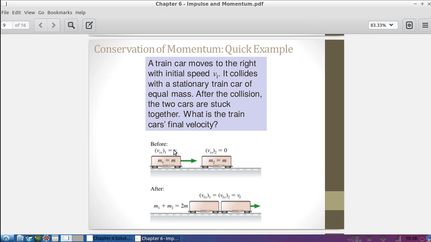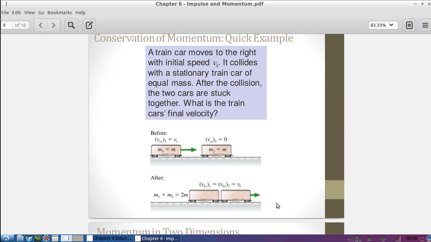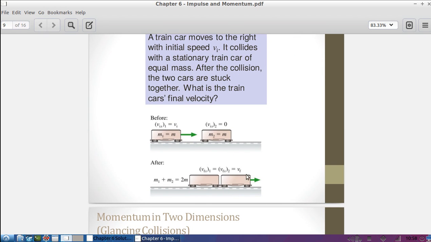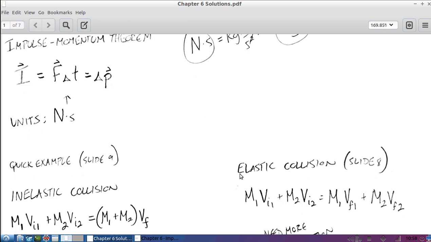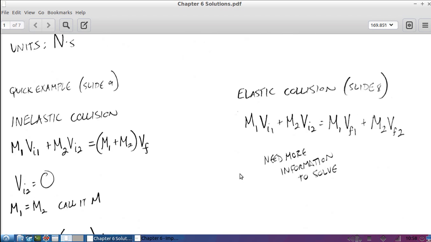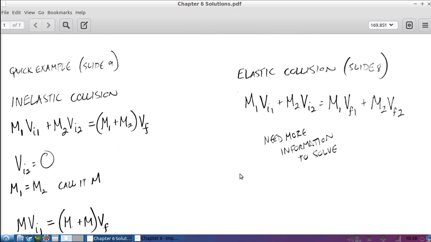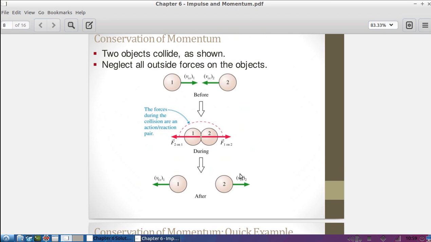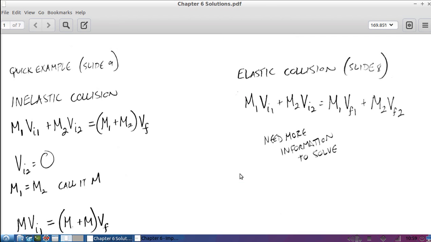It's an mv initial. They're going to combine, and they're going to have a new v final, but they're going to share a v final. In an inelastic collision, the two objects are going to have the same final velocity because they're moving together as one object. So what I did was just kind of a derivation of both of these cases. So we'll talk about slide 8 first. This is what a conservation of momentum equation looks like for an elastic collision.